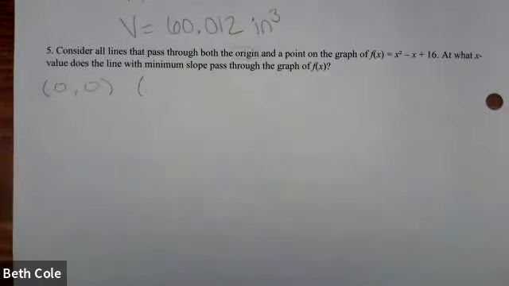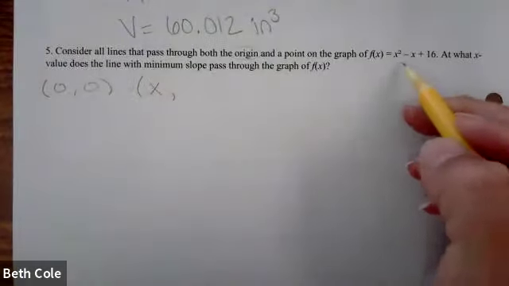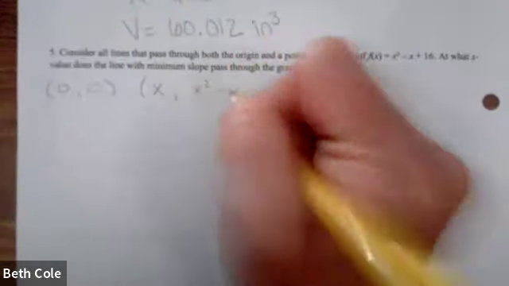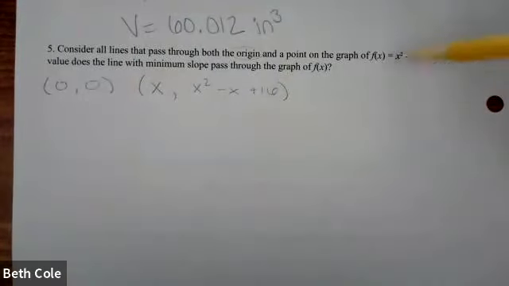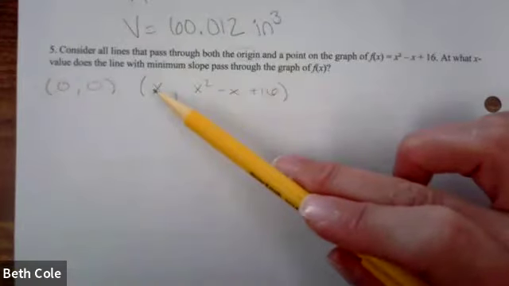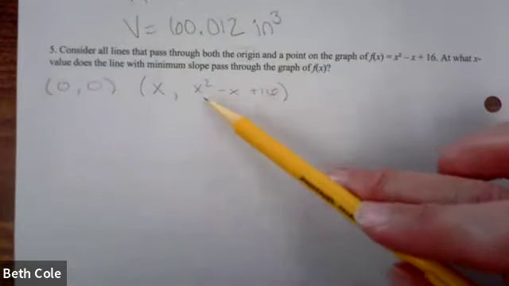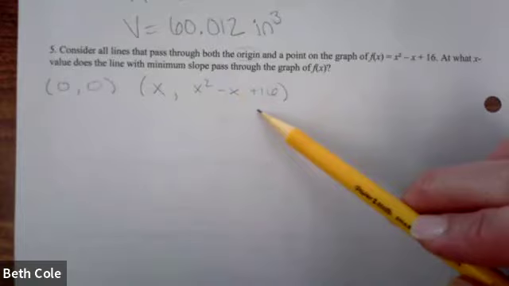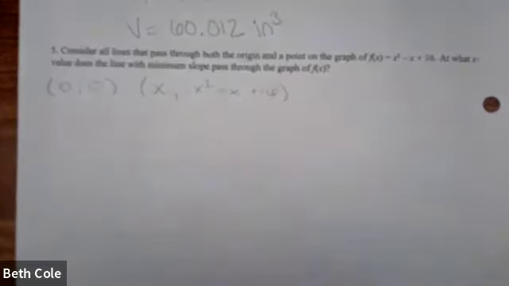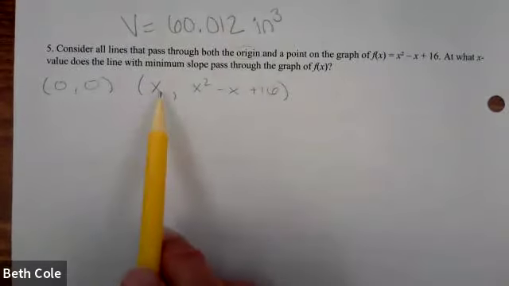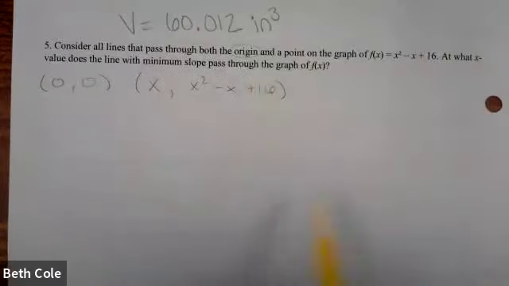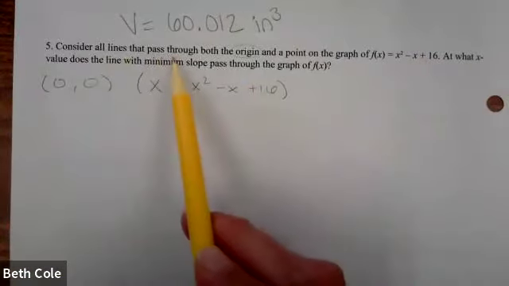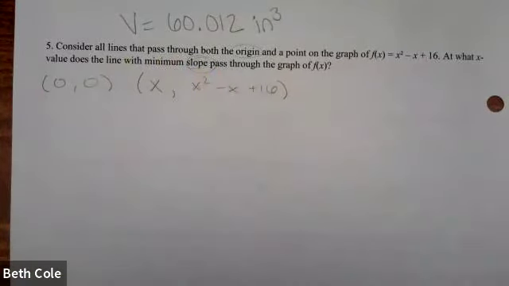Now, as an ordered pair, that would be x, comma, x squared minus x plus 16. If you wanted a point on this equation, you would pick an x number to plug in, and then whatever you get out of this is your y value. Does that make sense? Okay. Well, I mean, does it? You pick an x to plug in, and then whatever you get from plugging it into this is your output value.